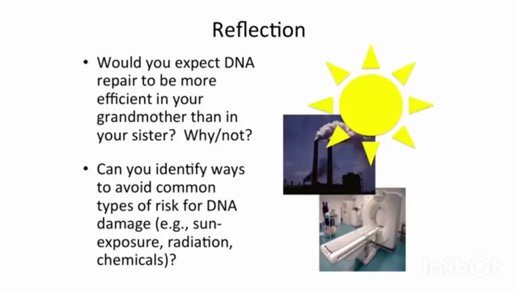So, would you expect DNA repair to be more efficient in your grandmother than in your sister? Why? Why not? Can you identify ways to avoid the common types of risks for DNA damage? Sun exposure is the most obvious, but radiation, chemicals, other ways that DNA can get damaged.